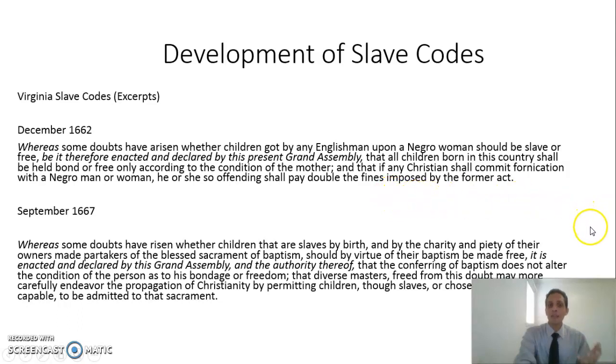What you see happening here, I think, are two things with these slave codes. First, they start to implement special laws specifically for slaves. And you'll notice the language they use: they interchangeably use the term slave with the term Negro. So it's becoming racially based, and it's becoming hereditary, which we'll get into further in our next screencast. And the second quote shows that converting to Christianity does not change the status of a slave in Virginia.